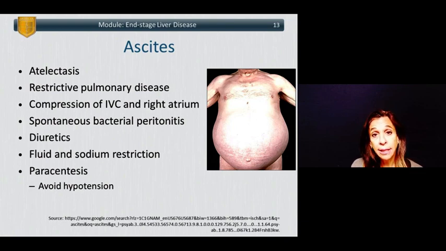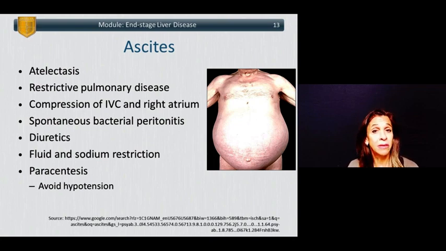Ascites causes atelectasis. It causes restrictive pulmonary disease. It can compress the IVC and the right atrium and decrease preload, and therefore decrease cardiac output and blood pressure. Spontaneous bacterial peritonitis can occur in the setting of ascites, and often is the tipping point for worsening of encephalopathy or decompensation in patients, so it's always a consideration in patients with ascites.